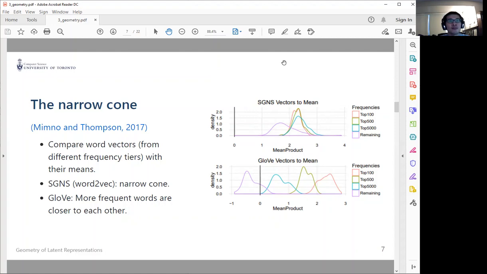So if these vectors are distributed more closely with their means, then essentially these vectors form a narrow cone, just as the word2vec vectors. So they take the mean of, for example, the top 100 frequency vectors, do the dot product of each of these vectors with this mean, and plot the histogram.